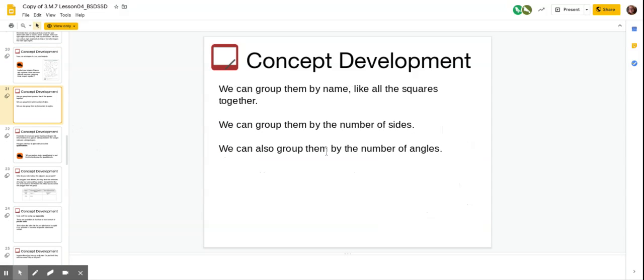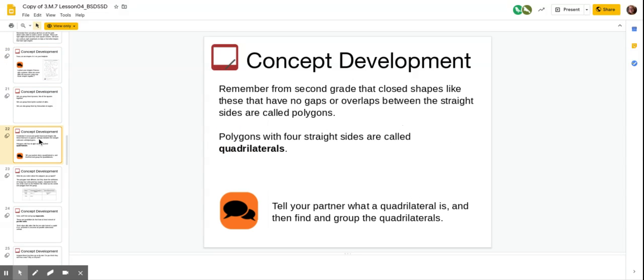We're going to group them by name, so like all the squares together and the triangles and the polygons and the parallelograms and all. There's all kinds of names that we can use to classify them. We'll also group them by the number of sides, and we can group them by the number of angles. And by them, I mean these right here.